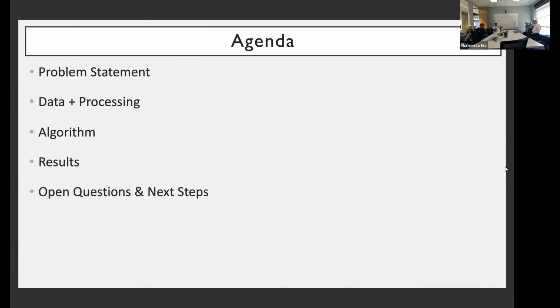So I'll try to go through this quickly. There's quite a bit to go through. I'll go over the problem that I was trying to address, the kind of data that I was working with, the algorithm I was using, the results, and then potentially where to move from there.